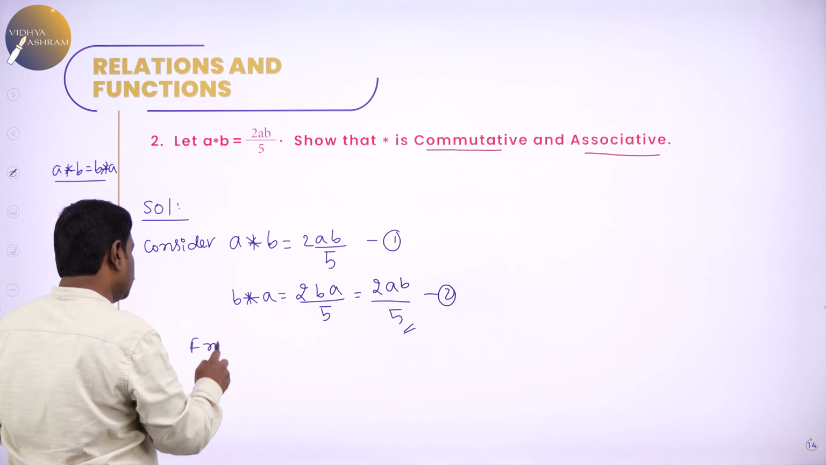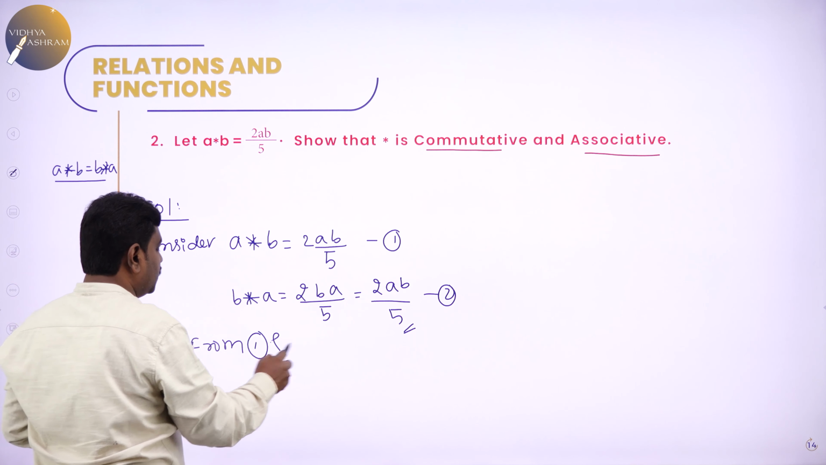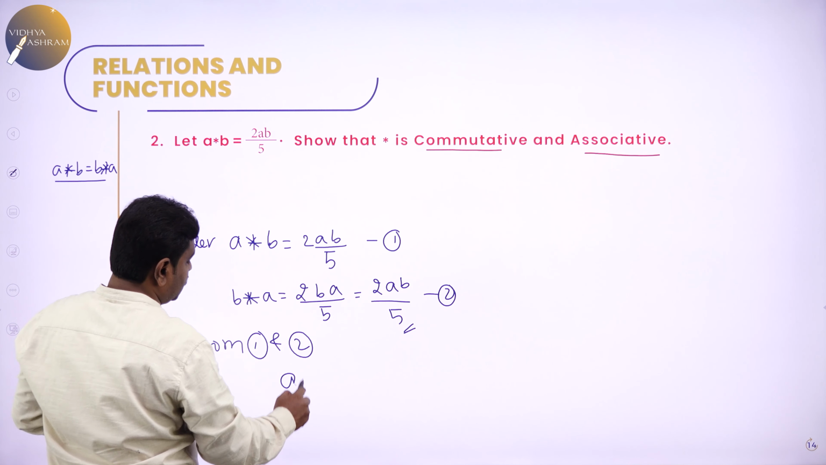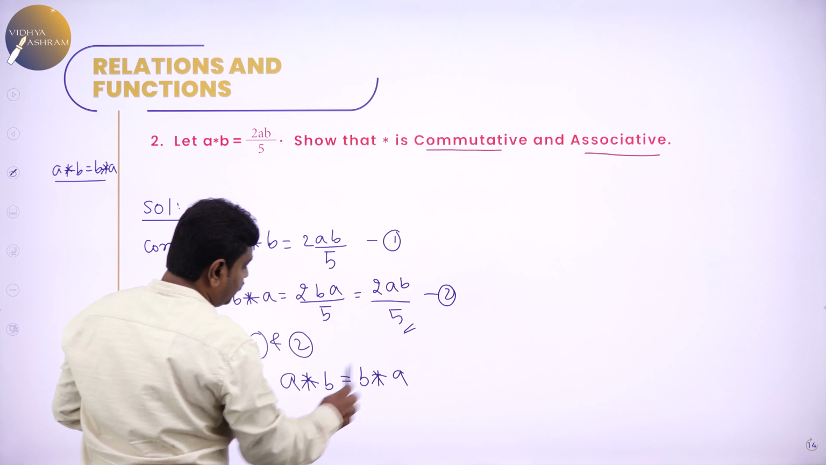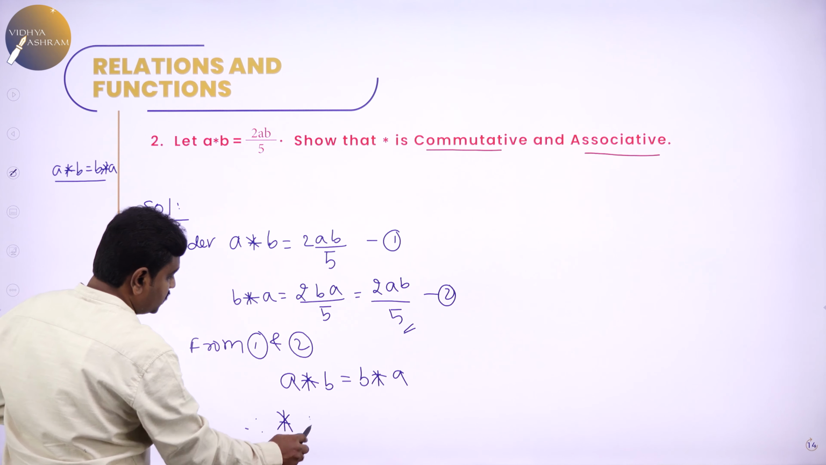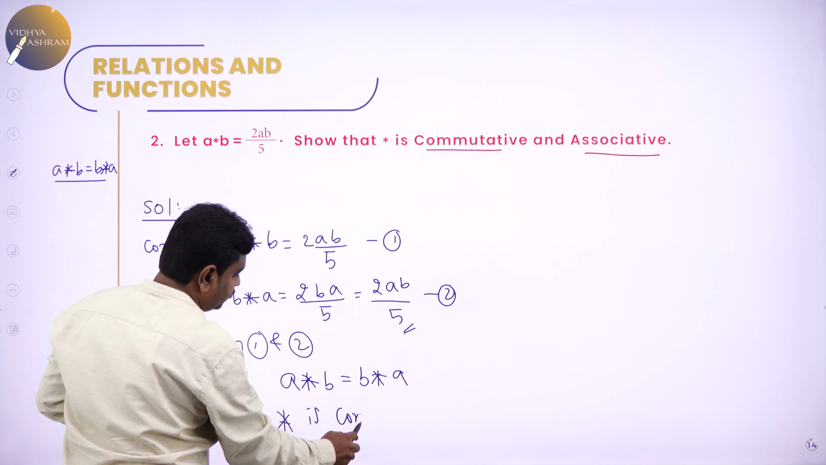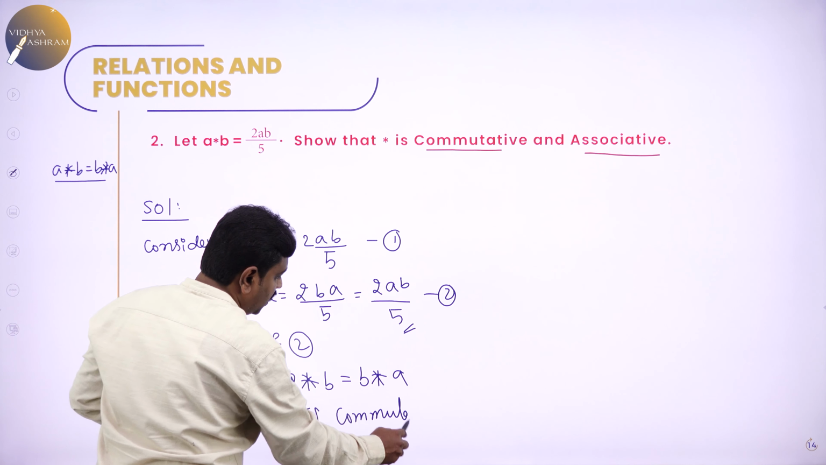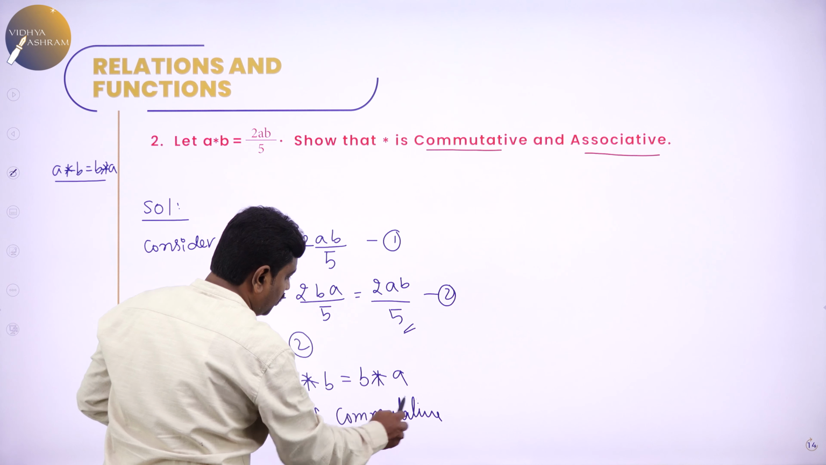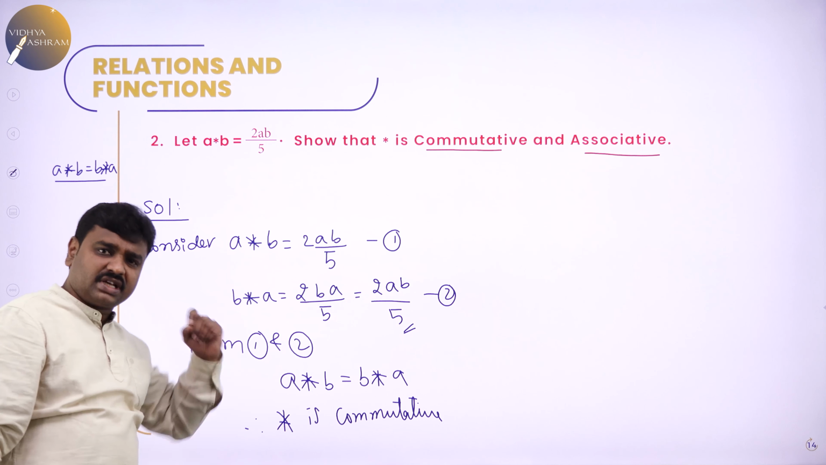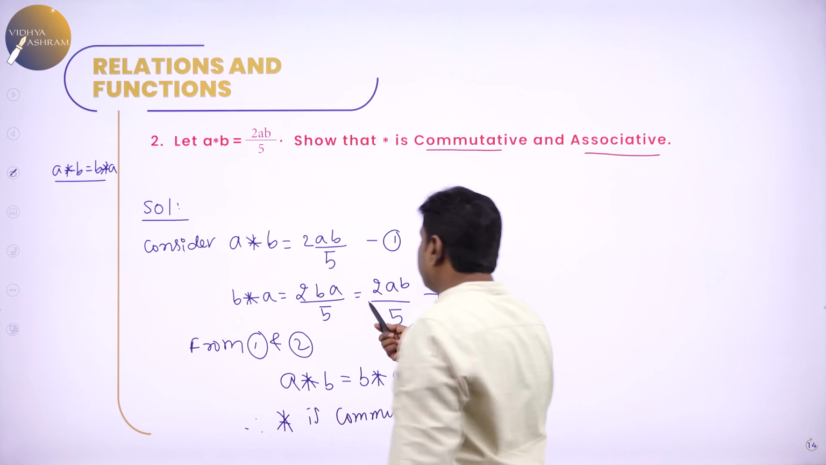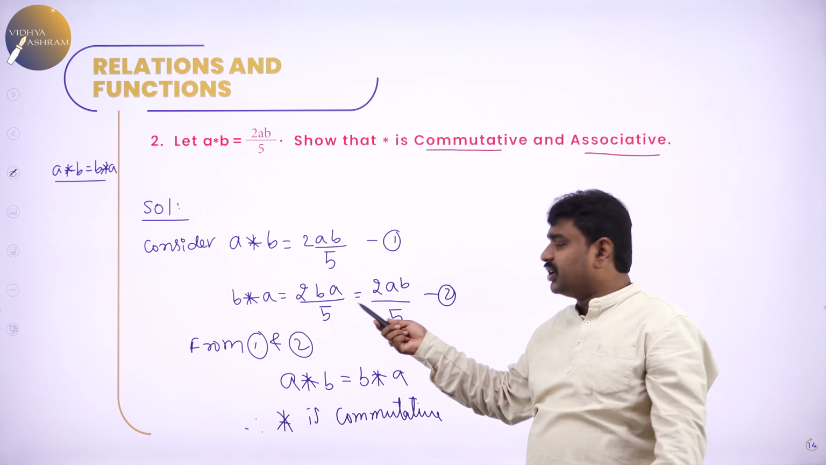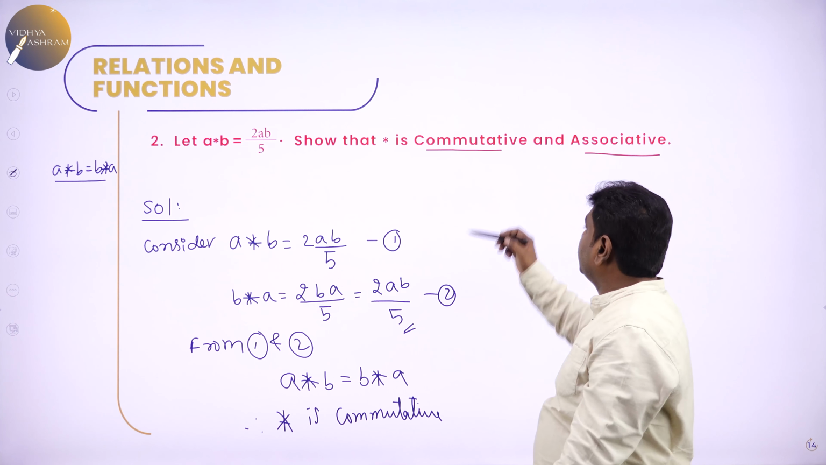So from equation 1 and equation 2, I can say A star B value is exactly equal to B star A value. Therefore, I can conclude star is commutative. What is meant by commutative? Star is said to be commutative if A star B equals B star A. We got A star B equal to B star A, therefore star is commutative. Here we will get 2BA by 5, but you know B into A is same as A into B, that is it. Then we have done commutative.